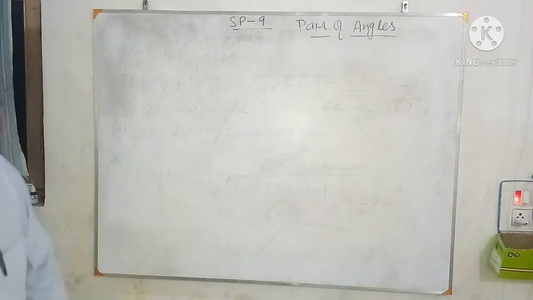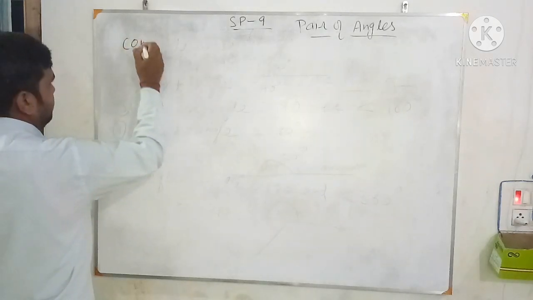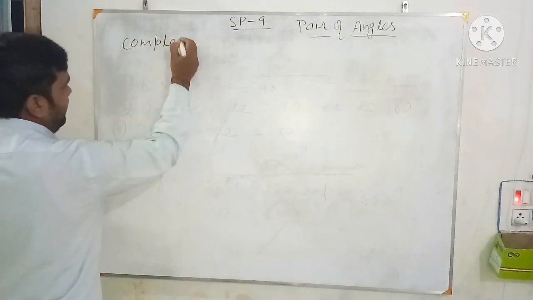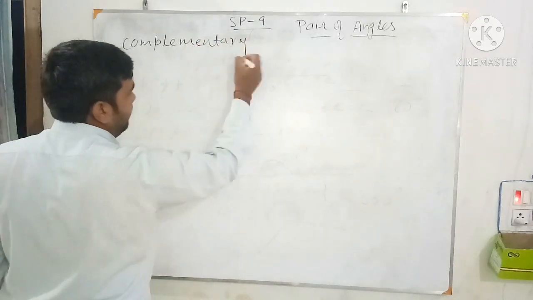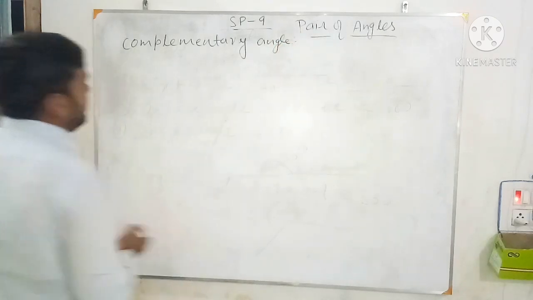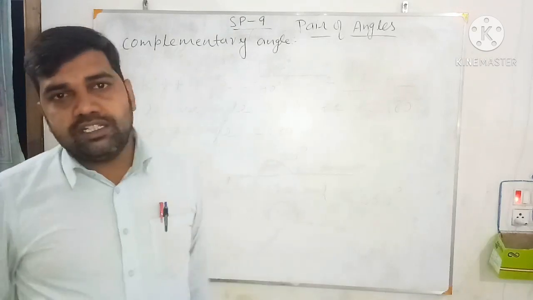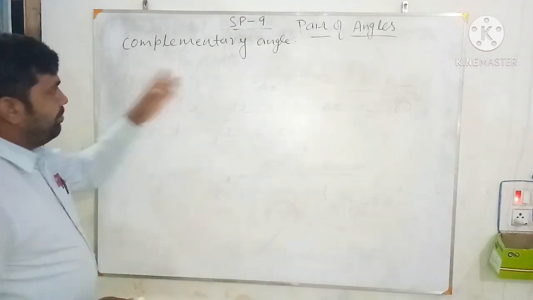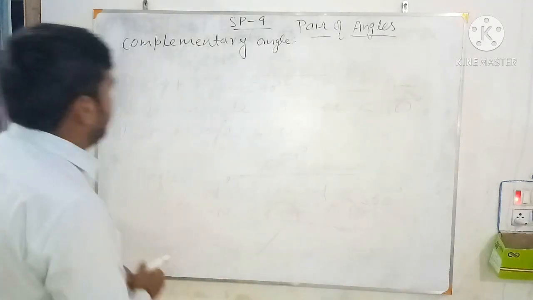Now see some pairs of angles. The first pair of angles is the complementary angle. So what is that angle? Complementary angle. A pair of angles whose sum is 90 degree is called the complementary angle. So a pair of angles whose sum is 90 degree is called complementary angles.